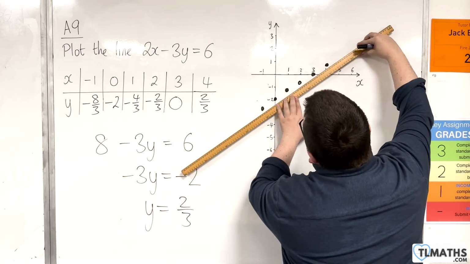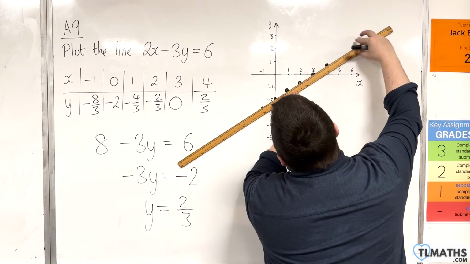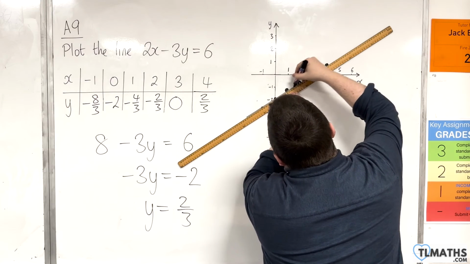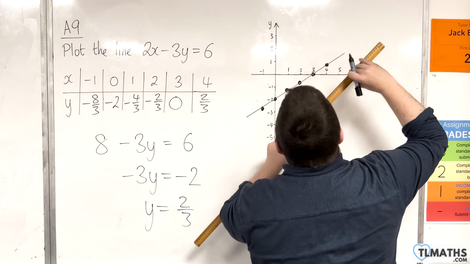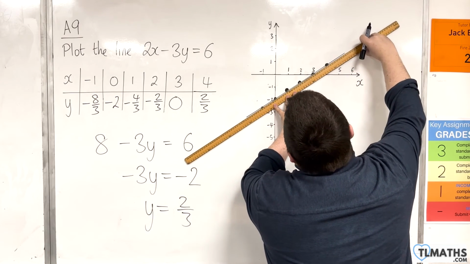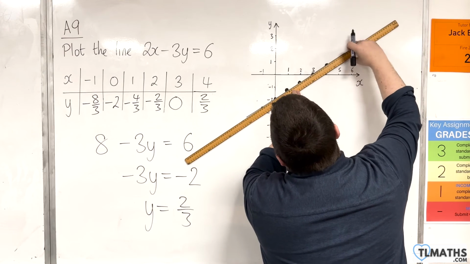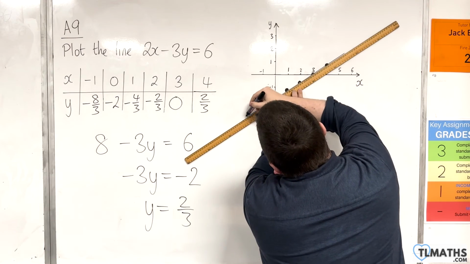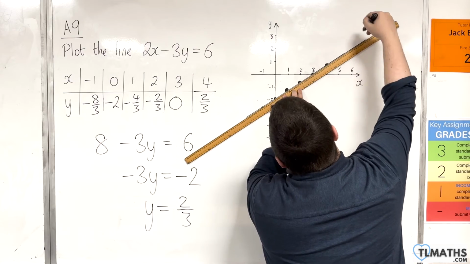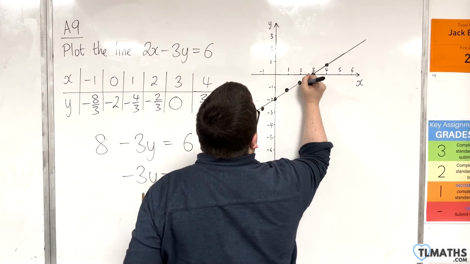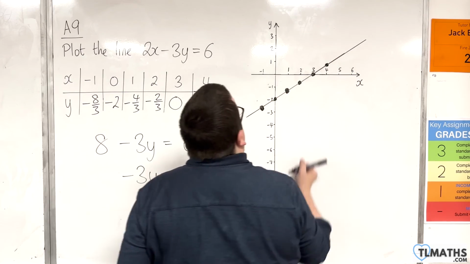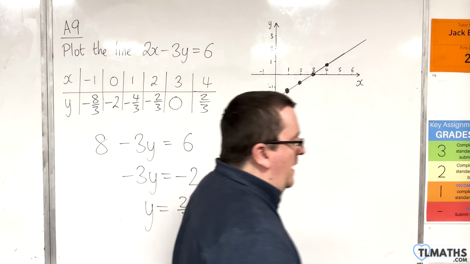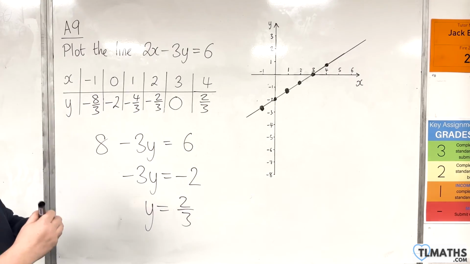Right, then we can draw a line. Now I know it definitely goes through those 2 points, so I'll draw it through those 2 and then amend. Whoa, my line went a bit wobbly there, didn't it? It's not too bad. There we go. And so that is my graph of 2x take away 3y equals 6.